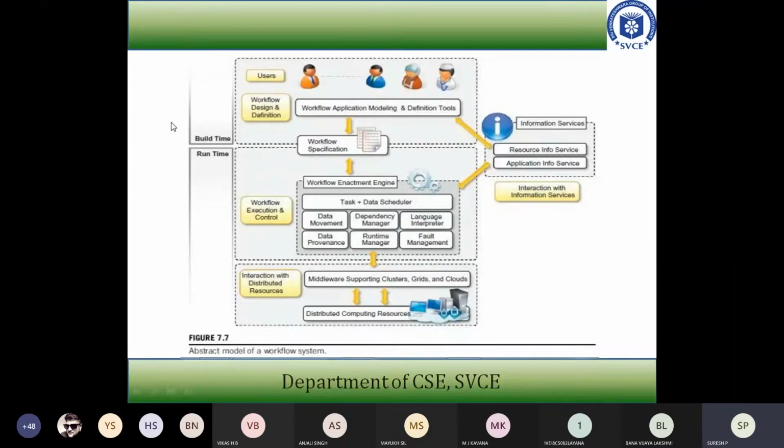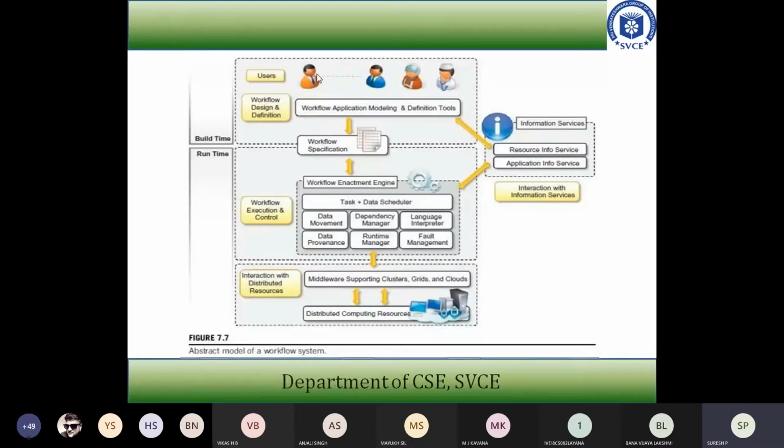Okay, so in the build time, what do we have? The build time is done by the users. Here the users are going to contact the stakeholders who are involved in the formation of the workflow. They are going to do workflow application modeling and define the tools which are required for that purpose. They are going to define that particular workflow. Okay, so your workflow design and definition is going to happen in your build time.